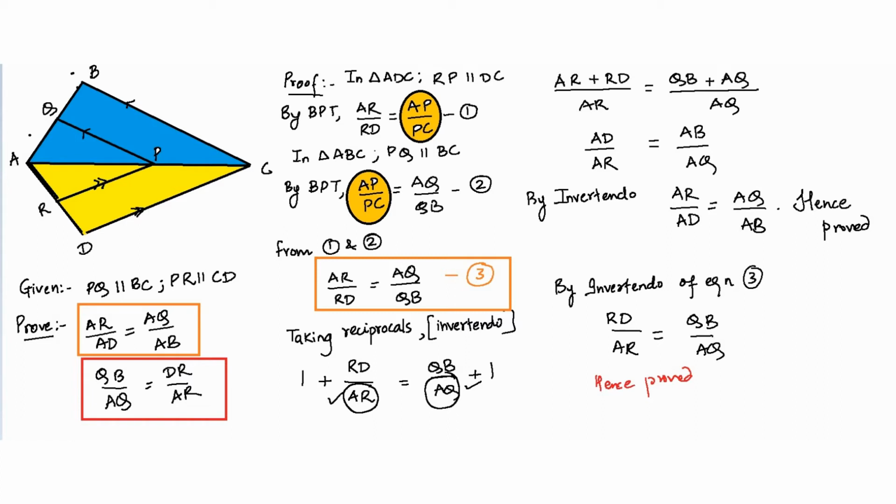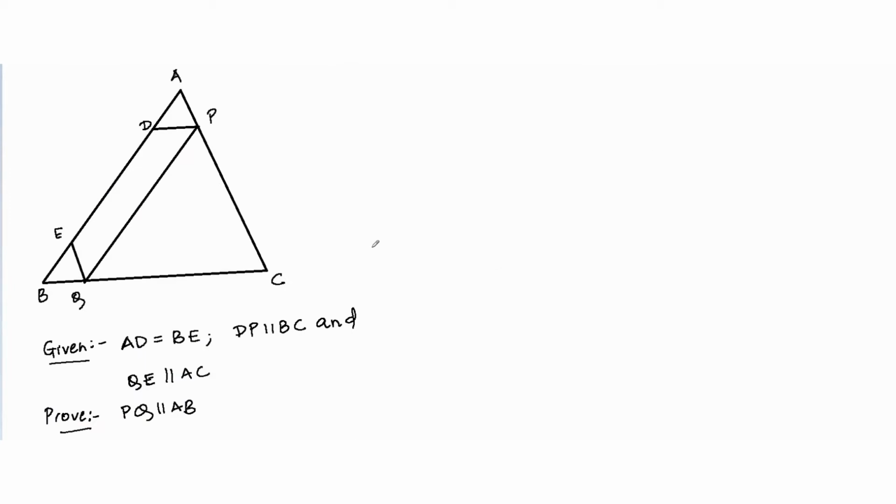Moving on to the next question. Let us consider the following question. It is given that the length AD is equal to the length BE. This is given to us in the question. So let's mark it. We have AD equals BE. Also DP is parallel to BC. This is also given to us in the question. So let's mark it. And we have QE parallel to AC. So this is also given in the question. Let us again mark it.